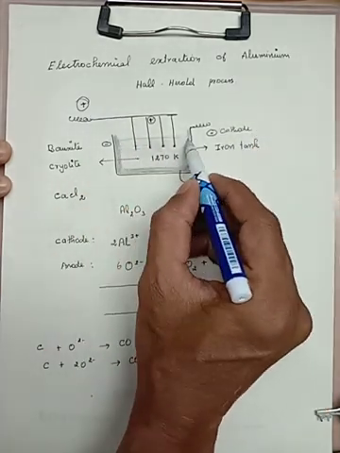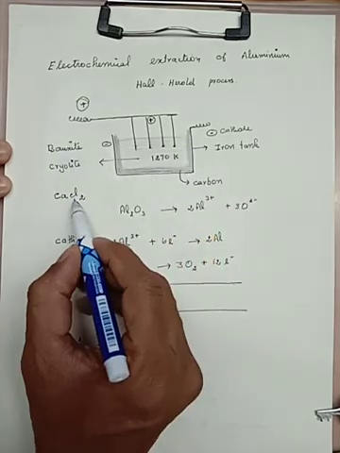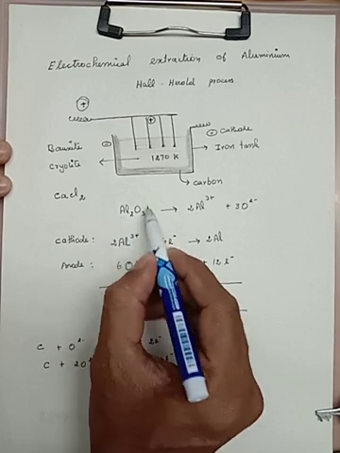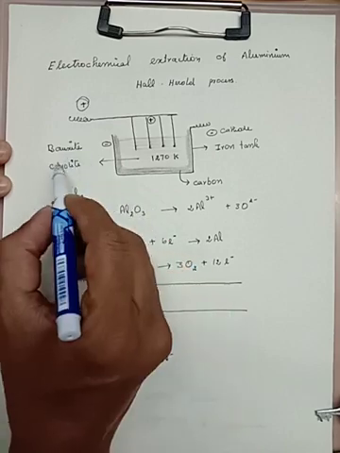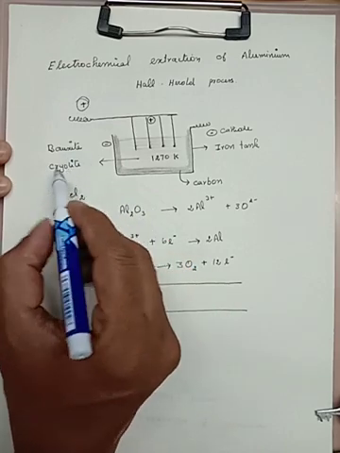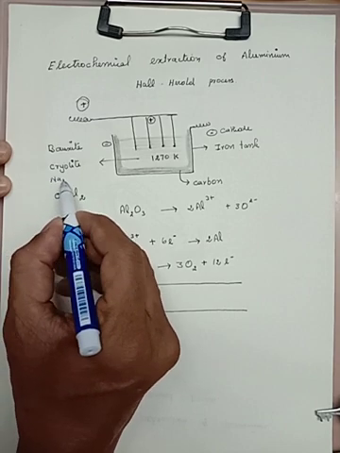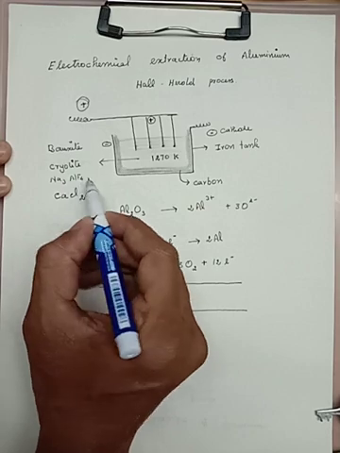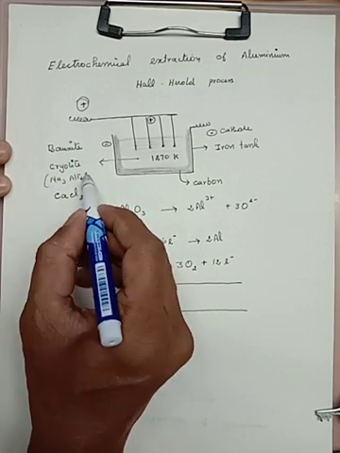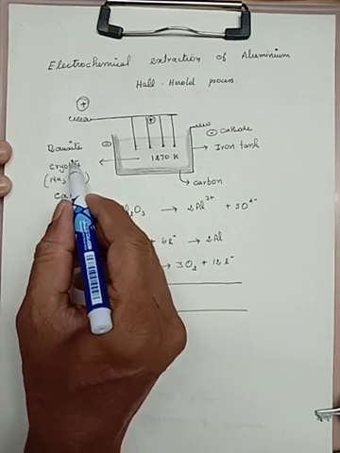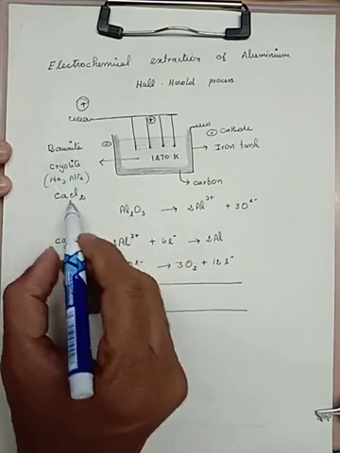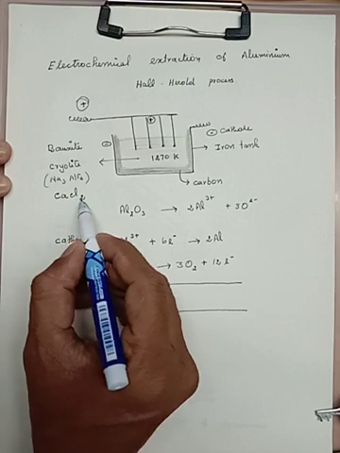Now inside the tank we are taking these three things. One is alumina, pure alumina from bauxite. From bauxite we are getting alumina. Molten cryolite. Cryolite is nothing but sodium hexafluoroaluminate. We are mixing it with this one, and we are adding calcium chloride.